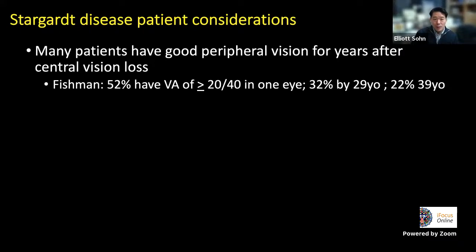Okay, so some things to think about with Stargardt disease. A lot of these patients have pretty good peripheral vision after their central vision loss, except in those cases of retinitis pigmentosa as I described. Fishman showed that at least in young patients, 52% have a visual acuity of at least 20/40 in one eye. But as you get older, by 29 years of age, it drops to 32% who have pretty good vision. And then by 39 years of age, 22% have as good a vision.